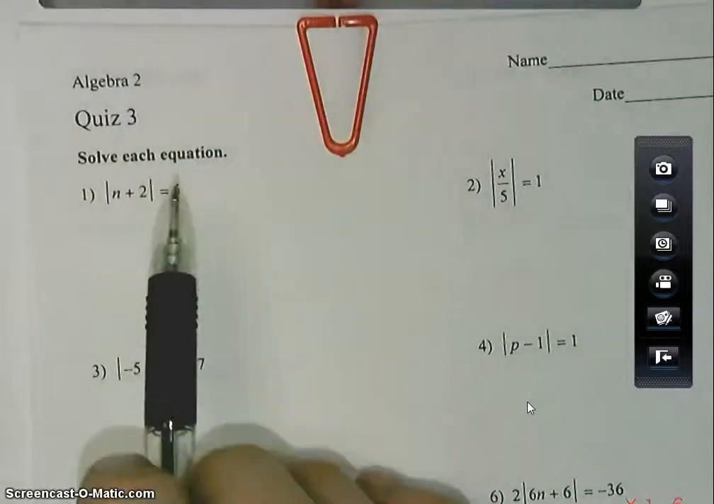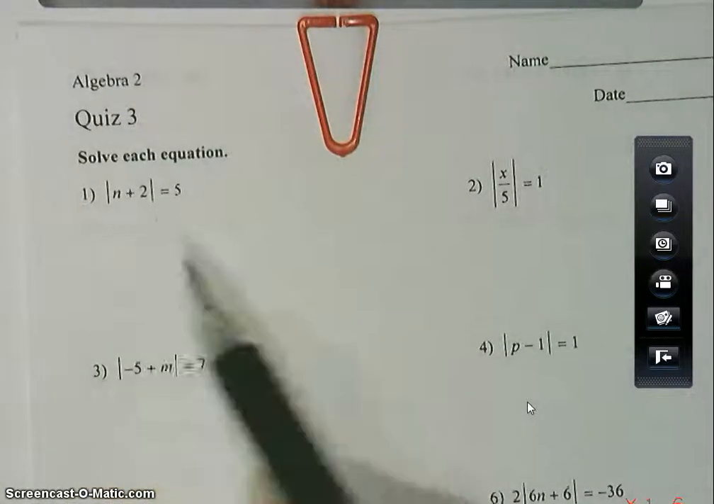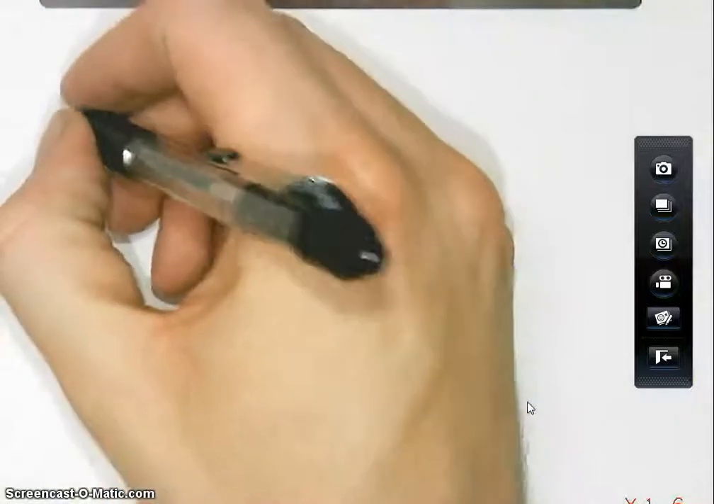Okay, so we're going to talk about quiz 3, which is going to be over solving absolute value equations, solving multi-step equations, and solving inequalities. So first of all, if we're talking about solving absolute value equations, if we look at an example, this is actually one of the problems that is going to be on the quiz. Absolute value of n plus 2 equals 5.